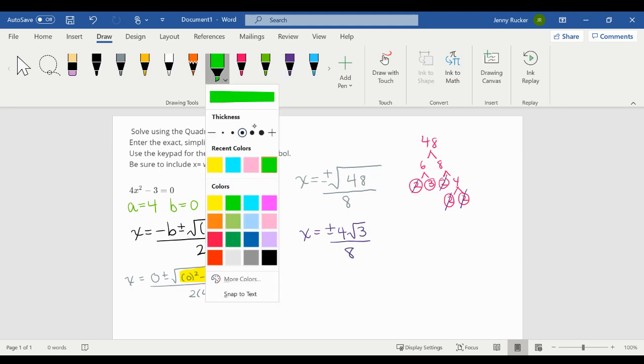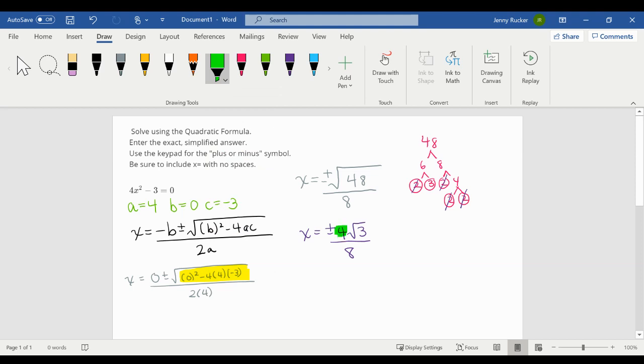Now we need to simplify top to bottom. We can look at the 4 and the 8 and realize that 4/8 simplifies to 1/2. So our final answer is plus or minus the square root of 3 over 2.